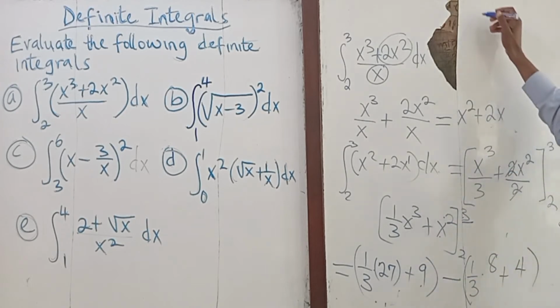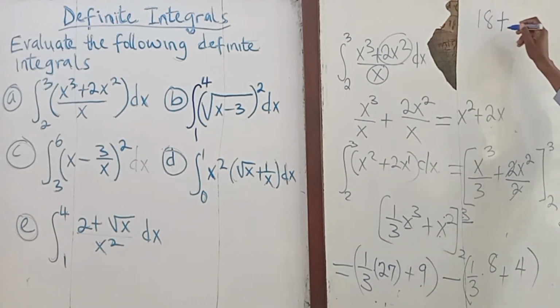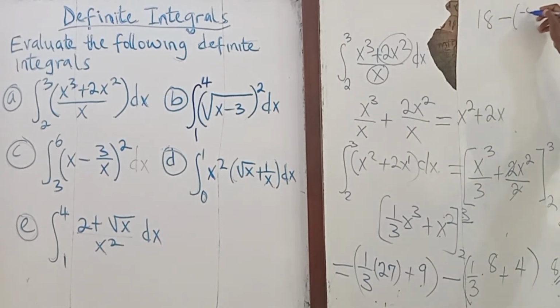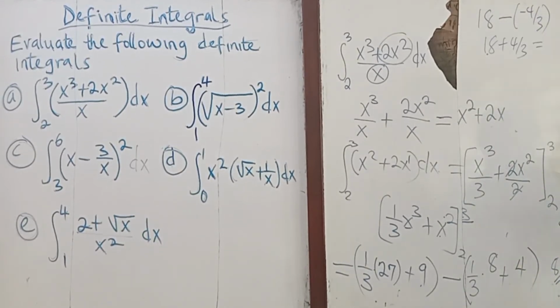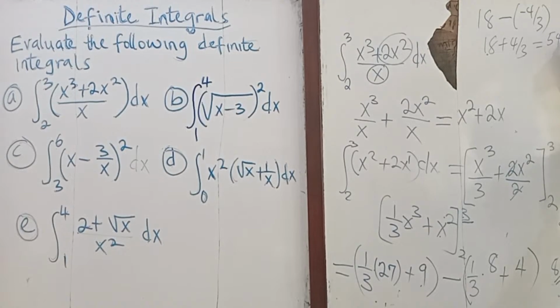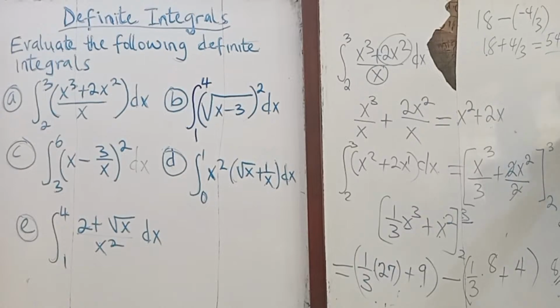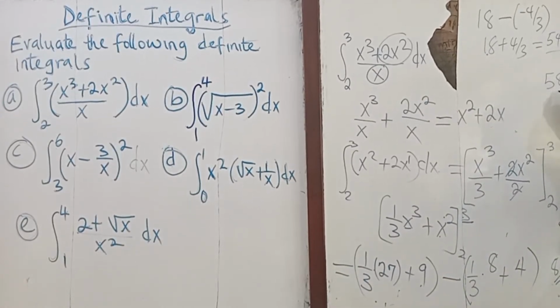9 plus 9, that's 18, and then minus this one, we've done that. So that's 8 over 3 plus 4, that's 4 times 3 over 3. So that's minus 4 over 3. Minus 4 over 3. And that's giving us 54 plus 4 over 3. So we have, in that place, 58 over 3.